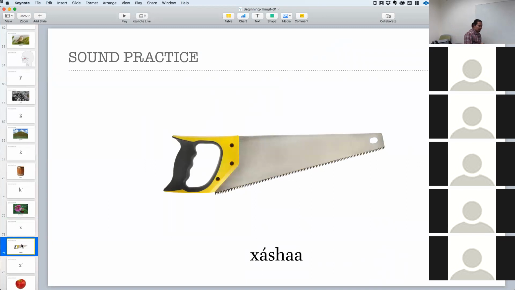So if that double A thing means the one that does the thing, and then the verb root is usually right before it, what would hush be? Cut. To cut or to saw.